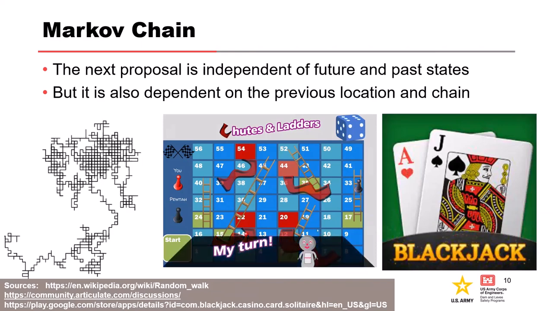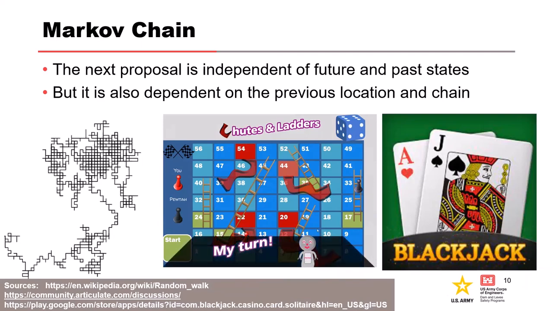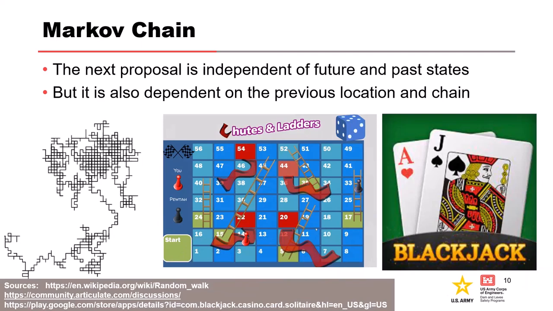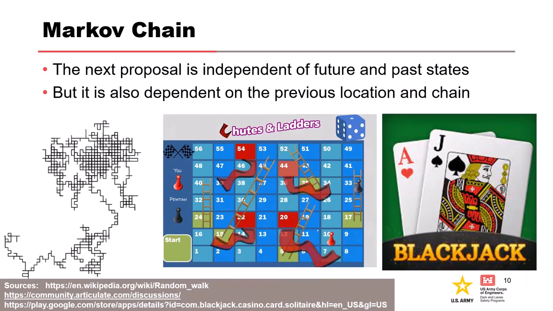Let's try this with blackjack. Blackjack and Chutes and Ladders sound completely different, but in Markov chain world, it's not quite. With blackjack, a player can remember or count cards to give themselves some advantage in predicting what that next card might be, based on the knowledge you have of what's been played and what's been seen.